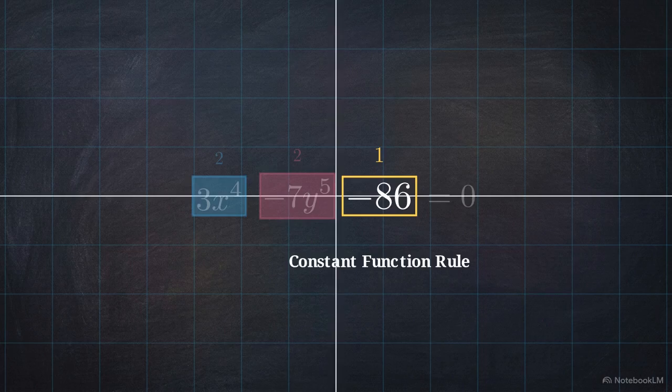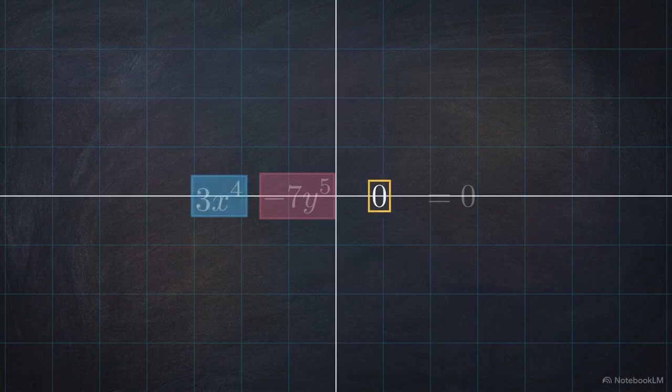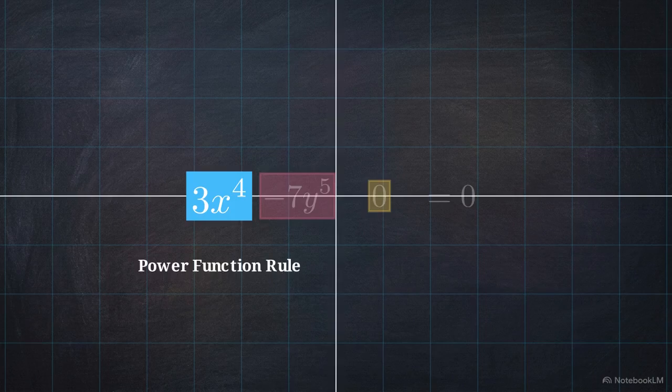Let's start with the negative 86. A constant number like this represents a static state. Because it doesn't move or grow, it contains no change. This follows the constant function rule. Because a constant is static, its rate of change, its derivative, is always exactly 0.